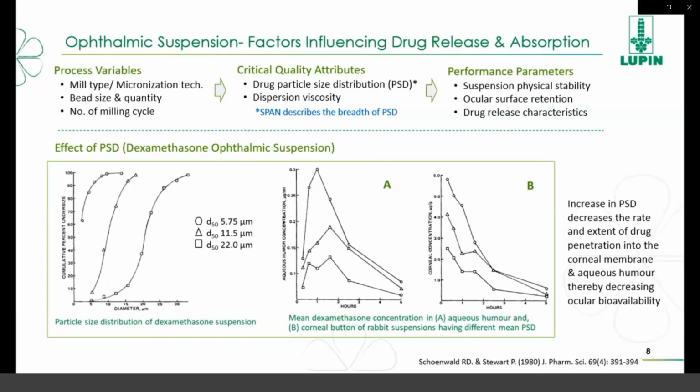To illustrate the effect of particle size distribution, I quote here a study on dexamethasone ophthalmic suspension, wherein three different suspensions of the molecule with mean particle size varying from 5.75 micron to 22 micron were employed to study the effect on ocular bioavailability. It was observed that an increase in particle size decreased the rate and extent of drug penetration into the corneal membrane, and also subsequently resulted in lower aqueous humor drug bioavailability.